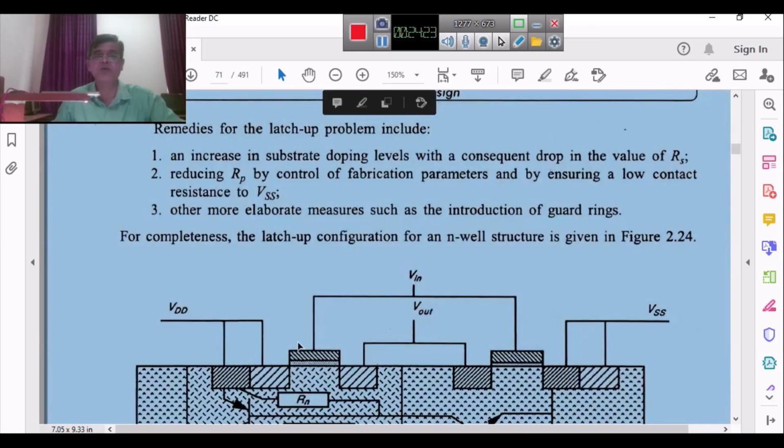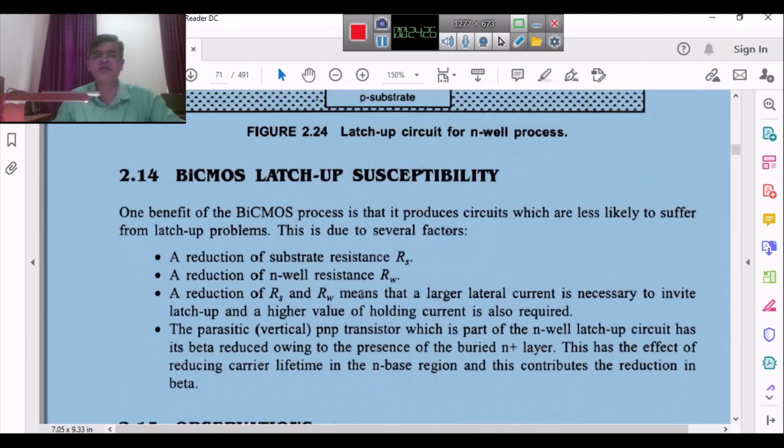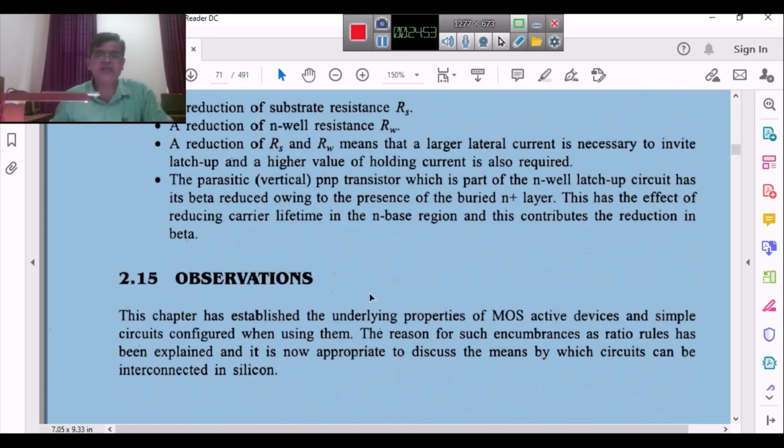Is it clear? I think I have elaborately explained how latchup is avoided for BiCMOS. In practical aspects, latchup occurring in BiCMOS is much less compared with CMOS in P-well or N-well structure. In twin tub, it is still less. But there also we have to reduce RS and RP. So with this we'll be concluding our discussion on latchup in CMOS.